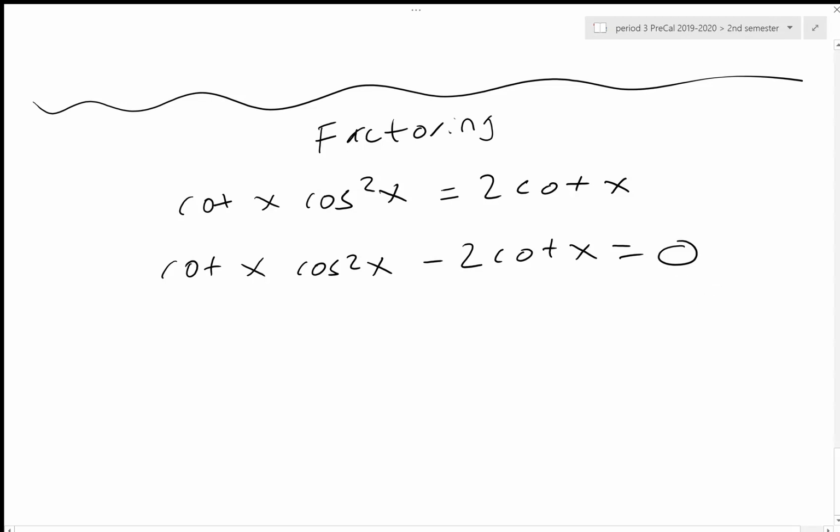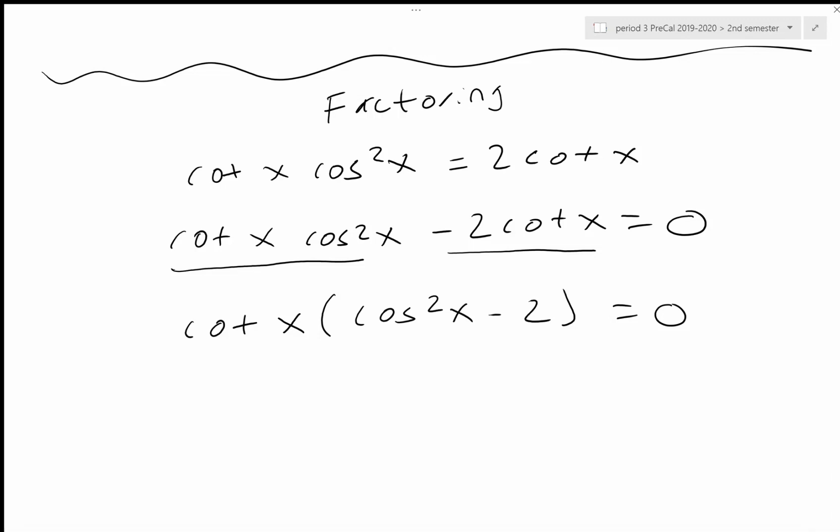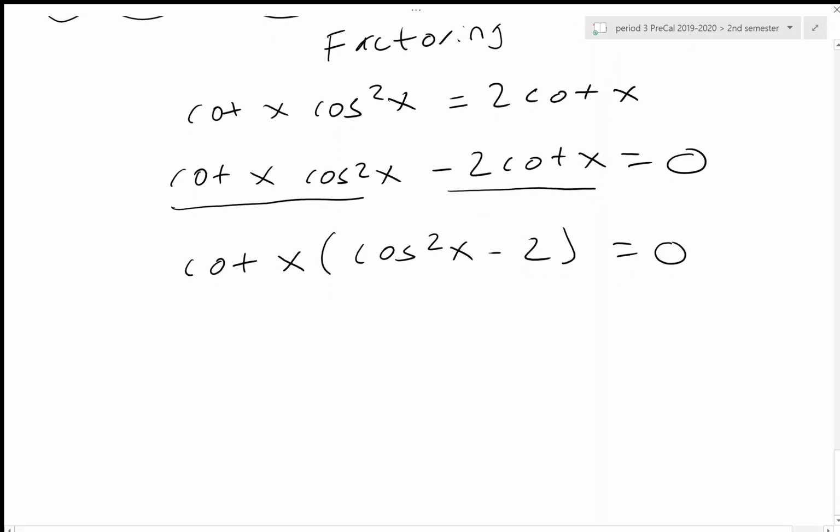So I did say factoring, so what does this part and this part have in common? And you guys should realize that it is cotangent. So if I factor out a cotangent, I'm left with cotangent x, parentheses, cosine squared x minus 2. So now I'm just going to separate this. Cotangent x equals 0. Cosine squared x minus 2 equals 0.